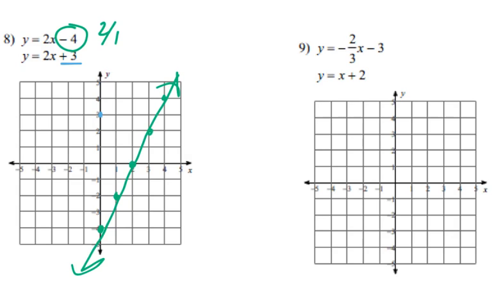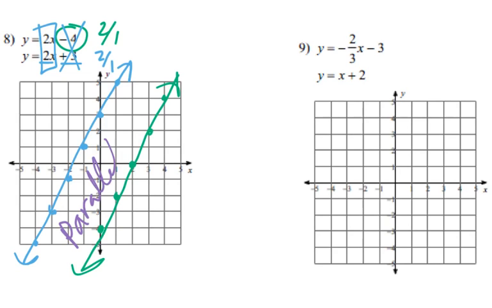Plus 3, up 3, same slope, 2 over 1. Now, if it's got the same slope, what is that doing? Are these two ever going to touch? No. Whenever you have the same slope with different y-intercepts, they're not going to touch. They're parallel, and the whole point is finding where they intersect. So here we have what we call no solution.